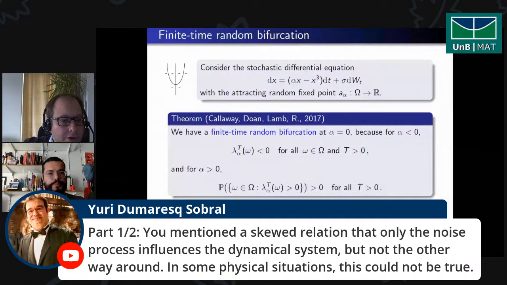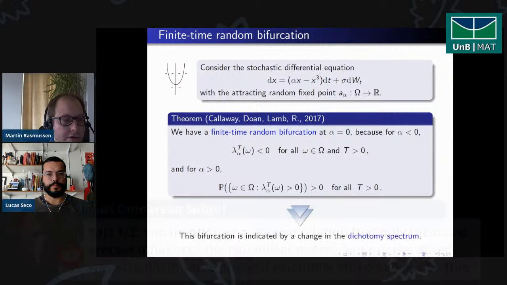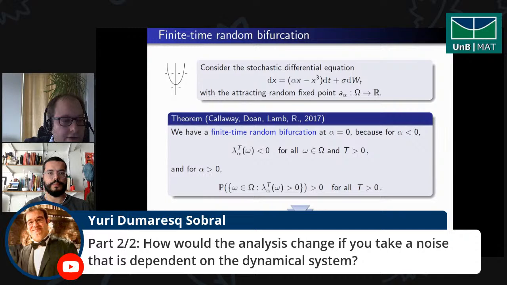Only the noise process influences the dynamical system, but not the other way around, in some physical situation. So what do you mean with not the other way around? I mean, how would the analysis change if you take noise that is dependent on the dynamical system? You can do all kinds of different situations with noise. The noise I looked at was white noise.